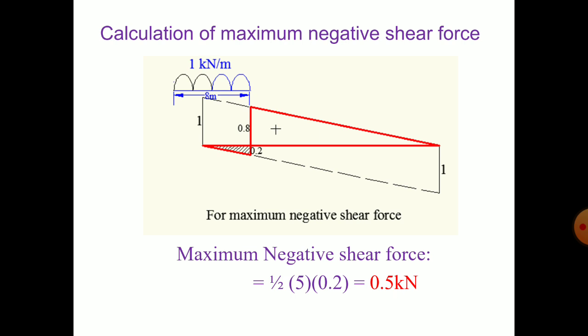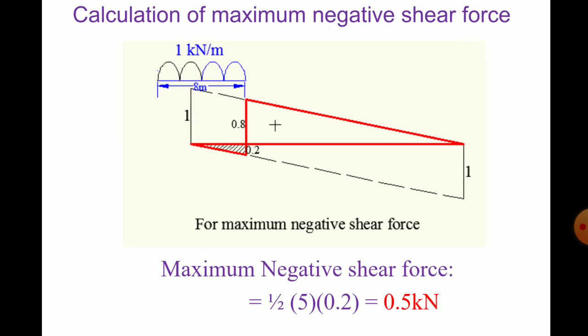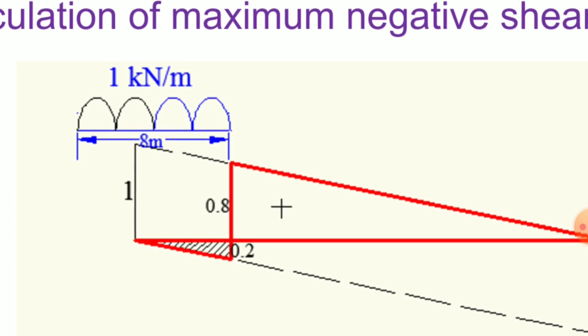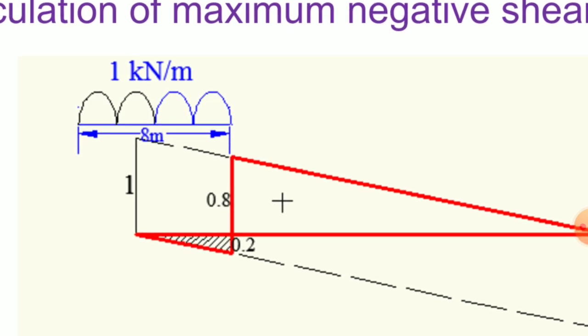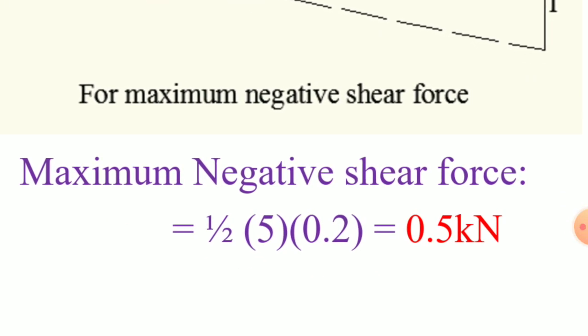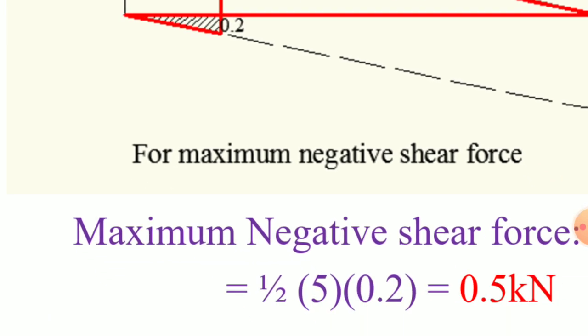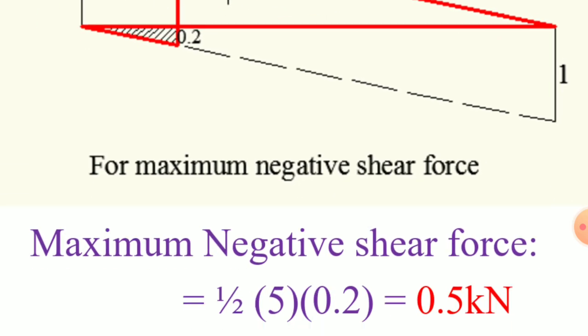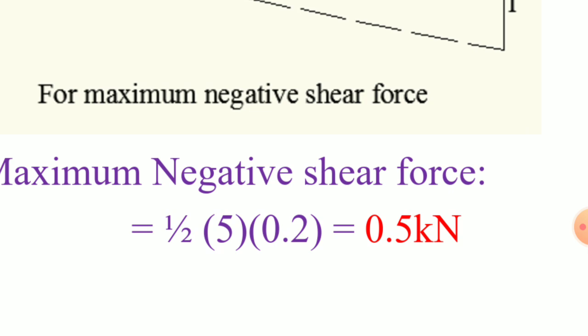So first we will calculate the maximum negative shear force. The red diagram indicates the influence line for shear force at C. For maximum negative shear force, we have to place the load like this. The total load is 8 meter length, but the effective length on the beam is only 5 meter. So the maximum negative shear force will be the area of this shaded portion, that is half of base 5 and ordinate 0.5, into 1. So that is 0.5 kilonewton.